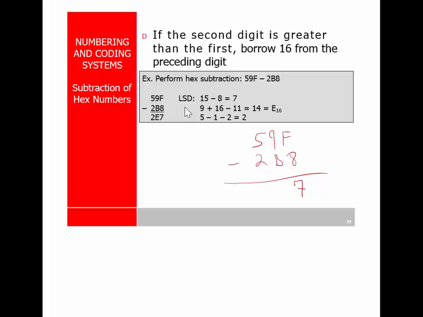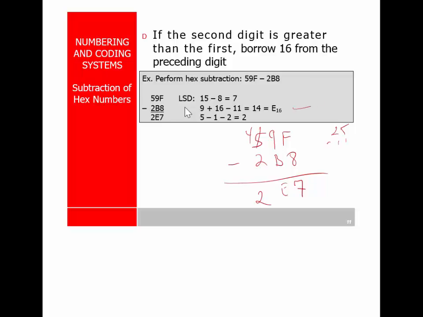Or excuse me, 14. So I've got 9 plus 16, that's 25, right? But there, I subtract 11 from it, that leaves me with 14. 14 is a valid number, it's the letter E. So I write an E there. But then I borrowed one from here, so that's a 4. So that's 2 right there. So when you borrow, you have to remember you're borrowing 16 right there.